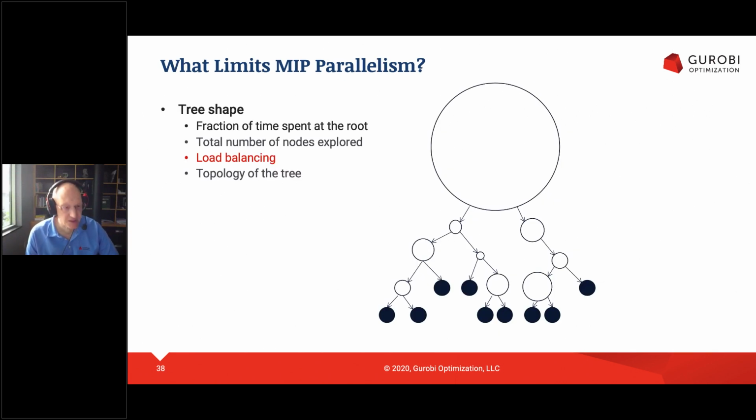So another thing that limits parallelism is load balancing. Again, it's tempting when you look at a branch and bound tree to think of every node as the same. But in reality, the cost of solving a node in the branch and bound tree can vary wildly. It's not that unusual for some nodes to take 100 times longer than other nodes. And so, if you're dividing work among, say, 16 processors, and you hand one processor a node that takes 100 times longer than the other nodes, that's potentially going to create load balancing issues. You're going to leave some of the other processors idle, and that can be a substantial issue.